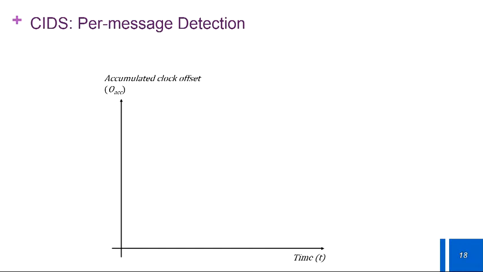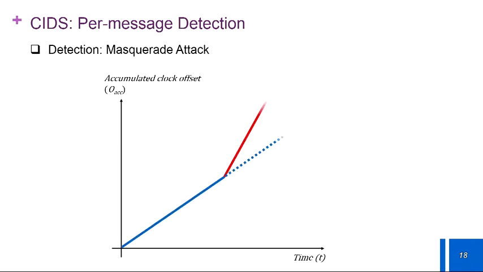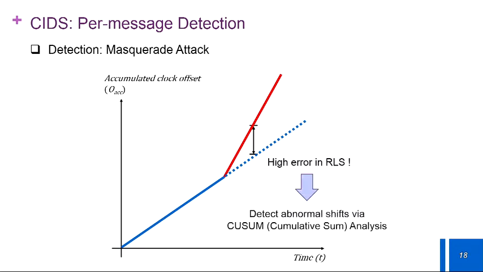Similarly, when a masquerade attack is mounted, because the transmitter of that message has changed from one node to another, the slope suddenly changes. So in this case, similarly to the previous attack, again, there's a high error in the recursive least square errors. So we detect such abnormal shifts using a cumulative sum analysis. We do not really go into the details here. If interested, you can refer to the paper.